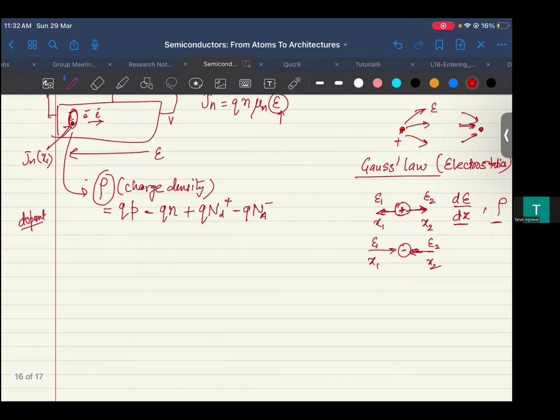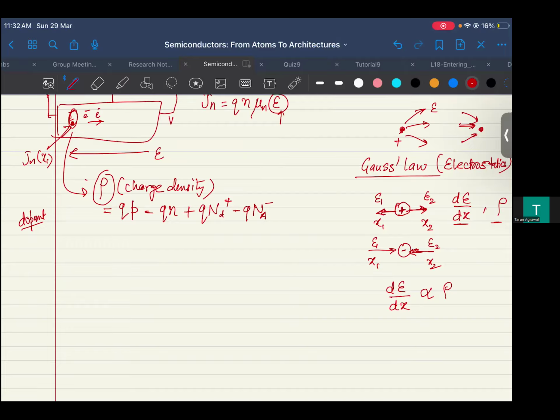How do we relate? There is one important proportionality constant which we again will bring, because this is all about proportionalities, right? There is a quantity which is changing, an output quantity. We want to relate it with rho. Can I just directly put dE by dx equal to rho?